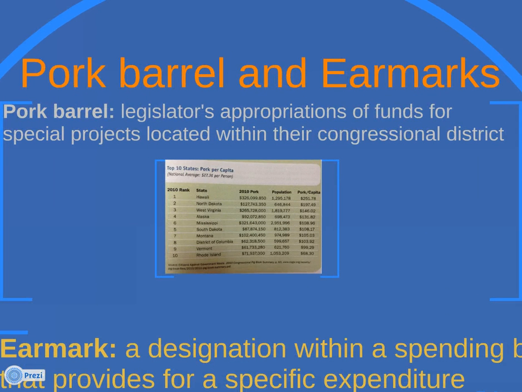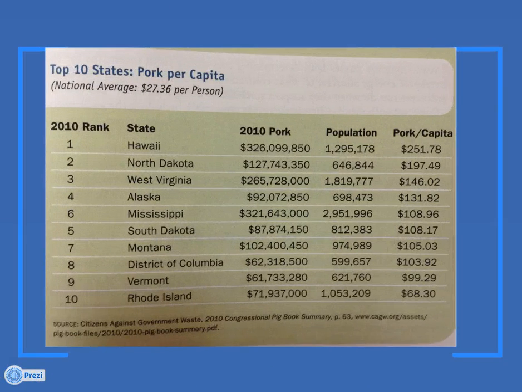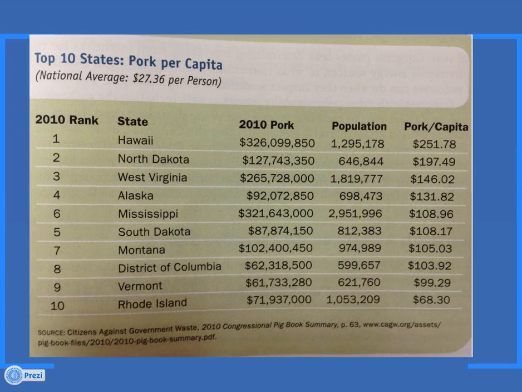In 2010, Congress appropriated about $16.5 billion for pork barrel projects. Hawaii received the most per capita at $259.78, which is per person. Wyoming took home the least at $12.28, and if you look at this list, this is the top 10 pork receivers in 2010.